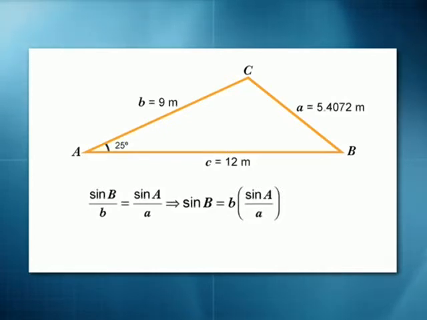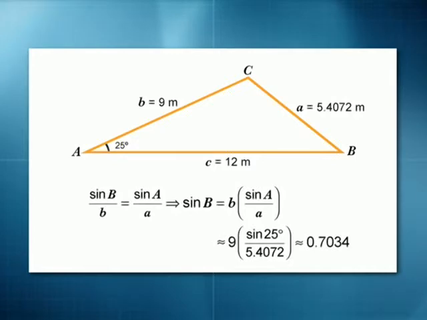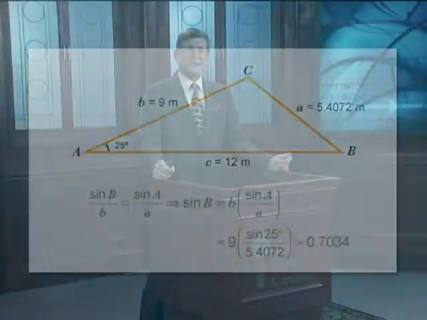Plug in these characters: 9 times sine 25 divided by 5.4072 yields sine B approximately 0.7034. Okay. Now you might remember from the previous lecture that when the sine of an angle equals, say, 0.7034, you kind of get nervous a little bit because there are two possible angles having that sine, just like there was in the previous lecture. This is kind of that complicated case. But don't worry, here it's much easier.